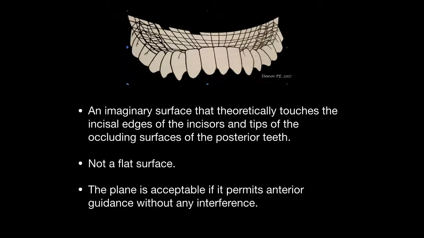Occlusal plane. Occlusal plane refers to an imaginary surface that theoretically touches the incisal edges of the incisors and the tips of the occluding surfaces of the posterior teeth. It is, however, not a flat surface. The plane is acceptable if it permits anterior guidance without any interference.